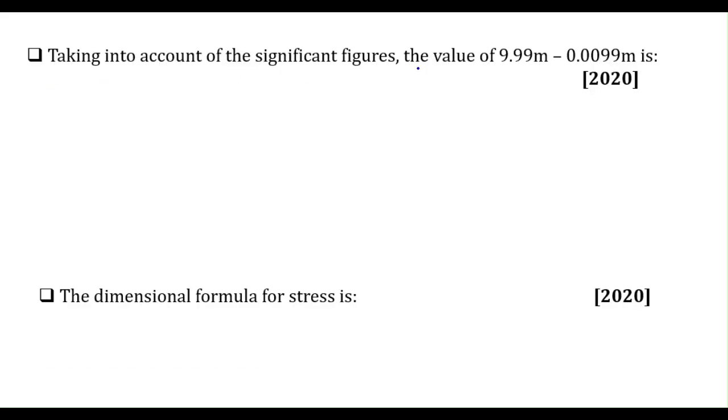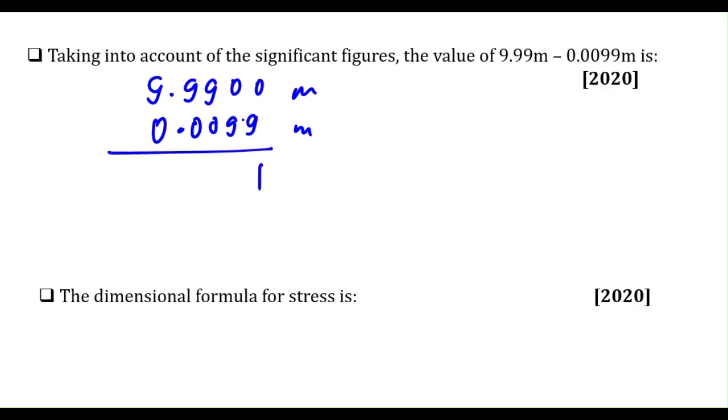Taking into account the significant figures, we have to solve this. 9.99 meter, and we have to subtract 0.0099 meters. Okay, we can do one thing here. This will be 1, this will be 0, this will be 8, this will be 9, and this will be 9 meter. But look, here we have a number which has only 2 digits after the decimal, and this has 4 digits. So while adding or subtracting, we should be careful about that.